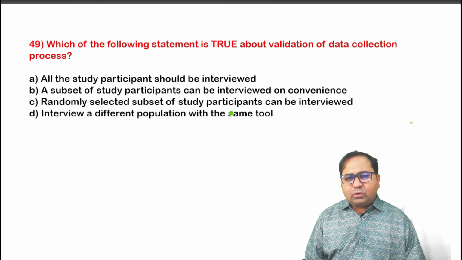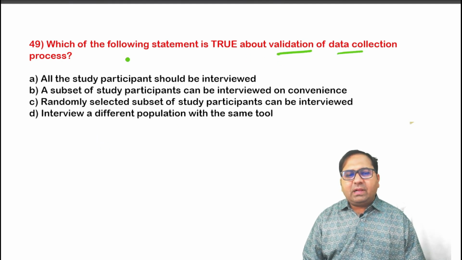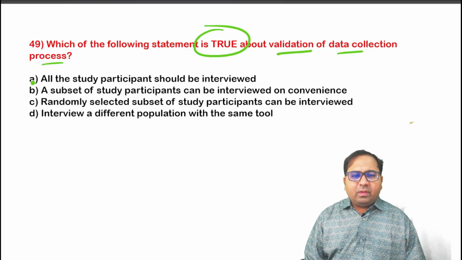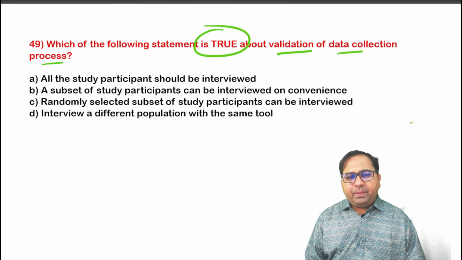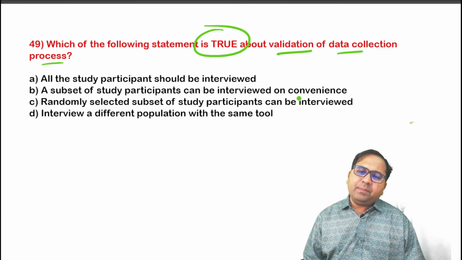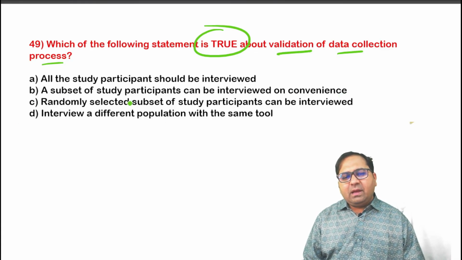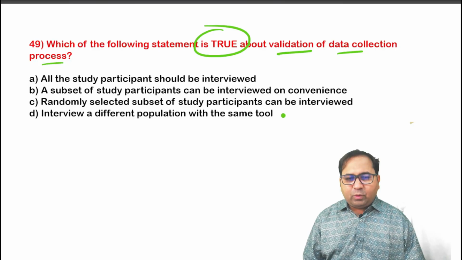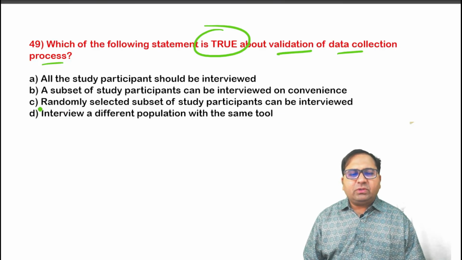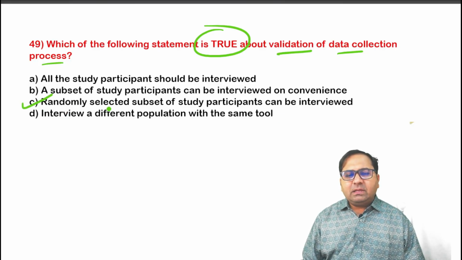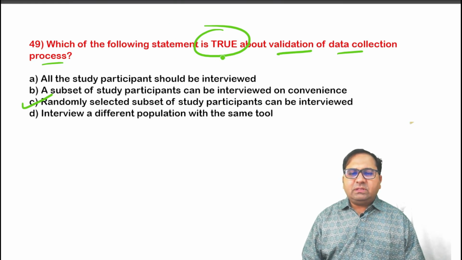Next, which of the following statements is true about validation of data collection process? The options are A. All the study participants should be interviewed. B. A subset of study participants can be interviewed on convenience. C. Randomly selected subset of study participants can be interviewed. Or D. Interview a different population with the same tool. The answer is C. Randomly selected subset of study participants can be interviewed. This is the true statement about validation of data collection process.